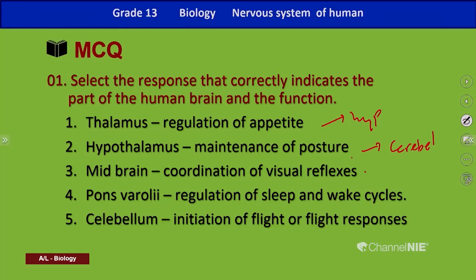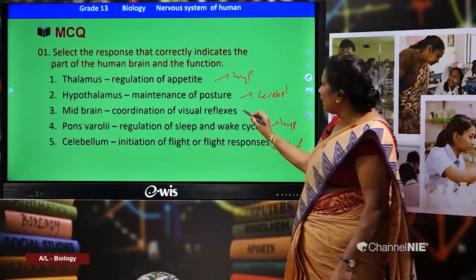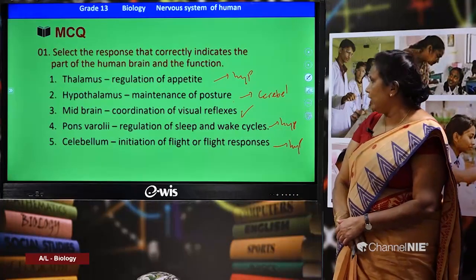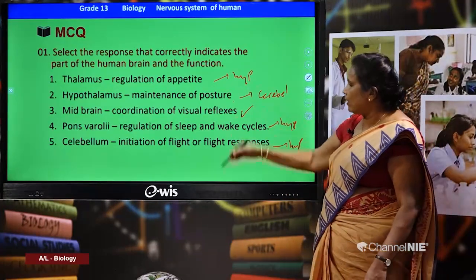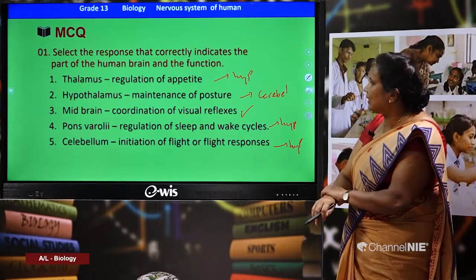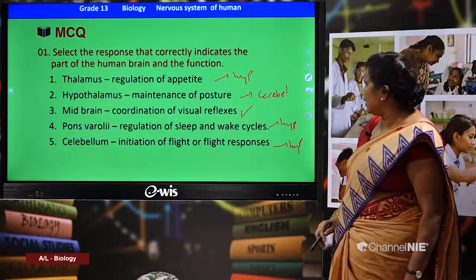Coordination of visual reflexes, just leave it like that. Then see the fourth and fifth answers. Regulation of sleep and wake cycle, that is also the hypothalamus. Initiation of fight or flight responses, that is also the hypothalamus. So this is the only correct answer. Midbrain, coordination of visual reflexes, right. So out of these 5 answers, 3 answers are correct related to the hypothalamus, understood, right.